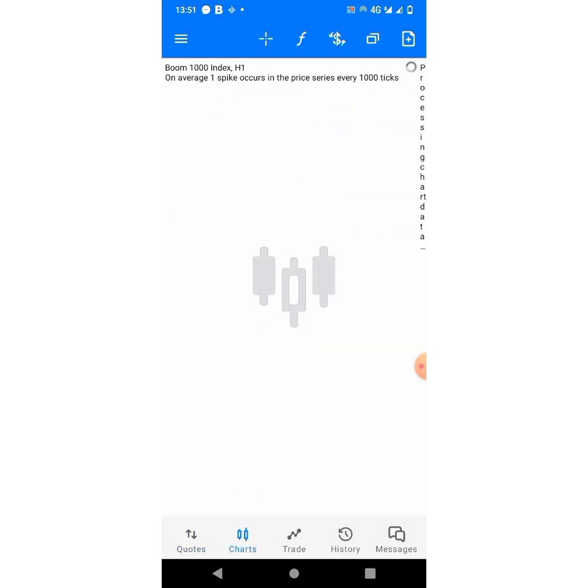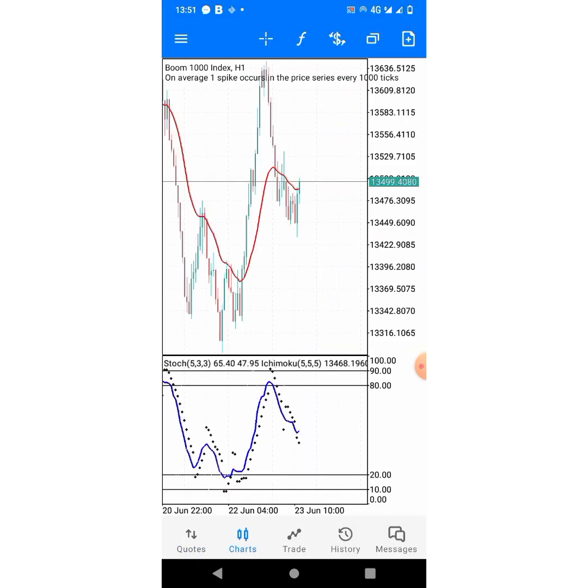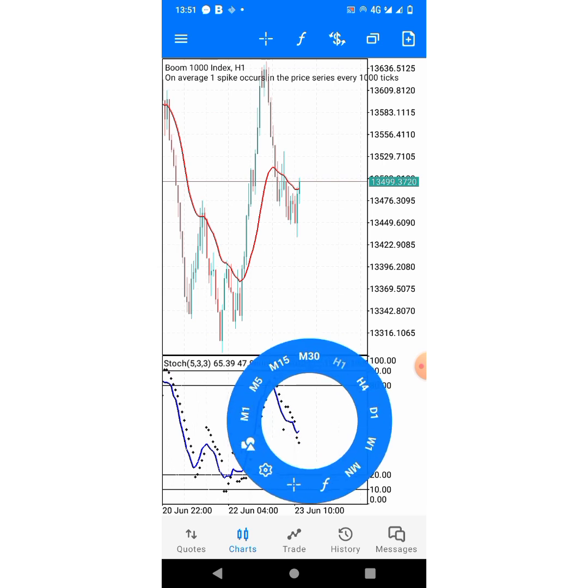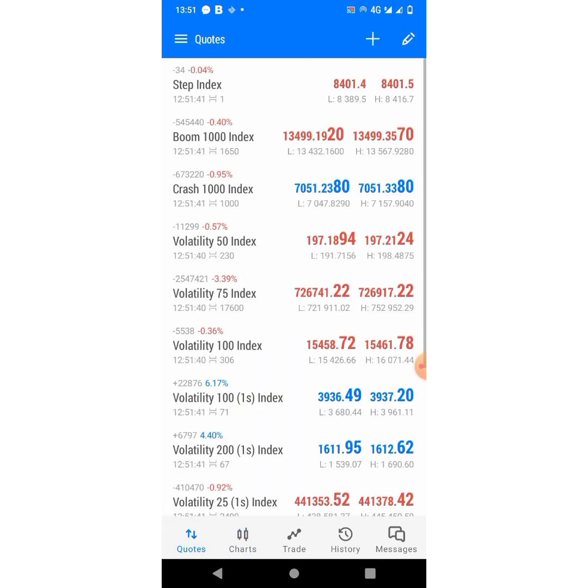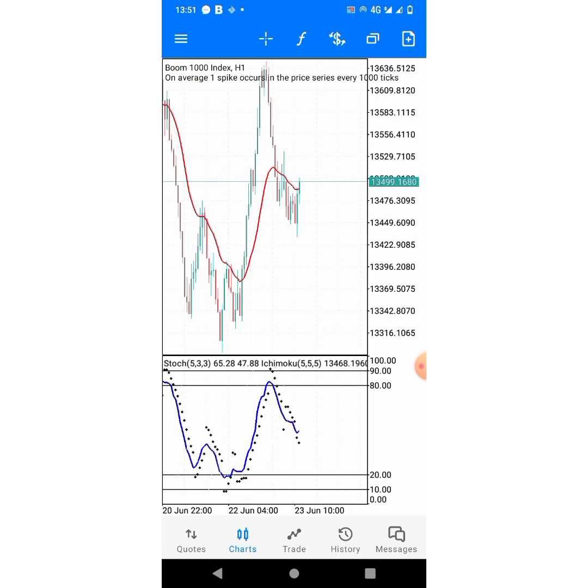Now for Boom 1000, you're going to be looking for sells, guys. So for Boom, it's kind of loading, so let me go to a higher time frame.